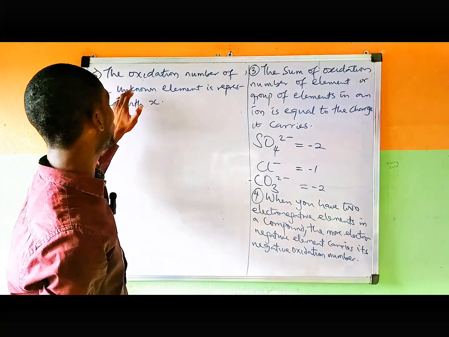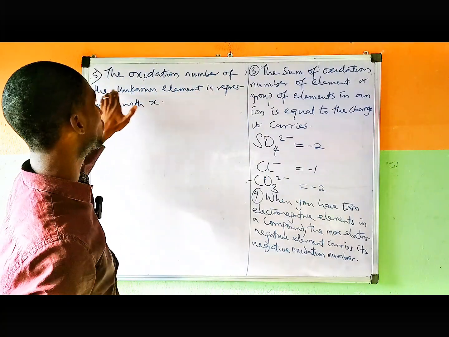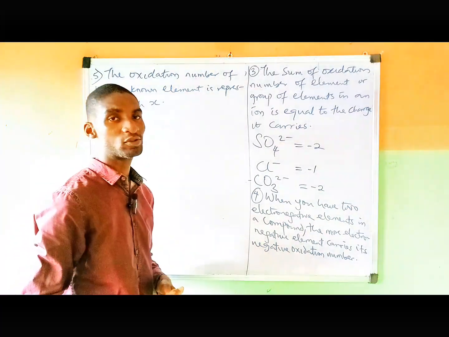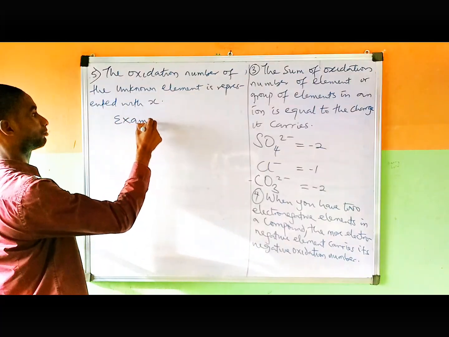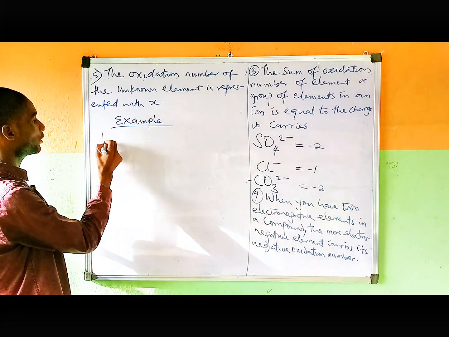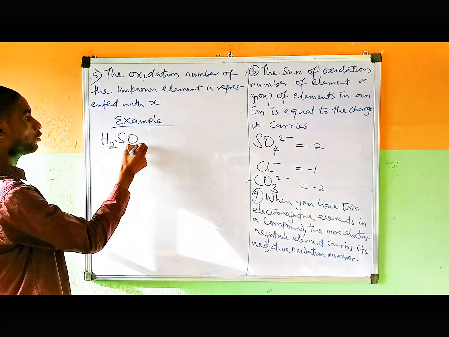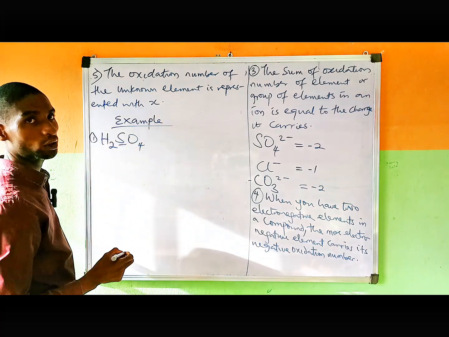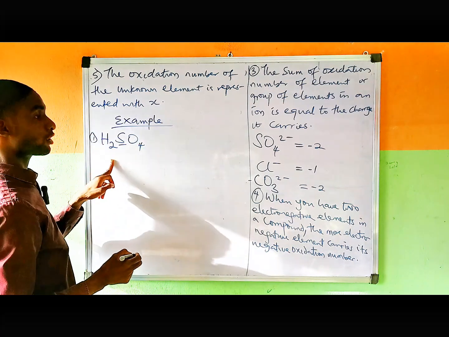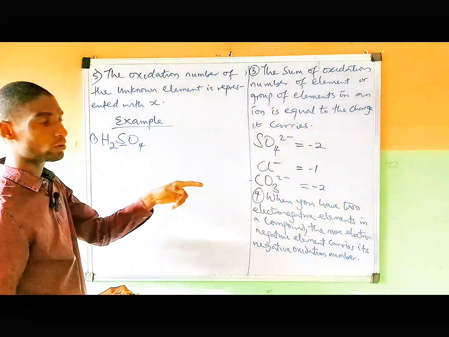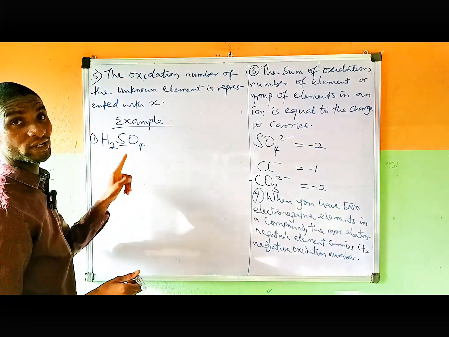So when you want to calculate the oxidation number, the unknown element is represented with X. So let's see some examples. If you are asked to calculate the oxidation number of sulfur in H2SO4, can you see this is a compound, so the sum of all the oxidation numbers here will be equal to 0, and then you represent this unknown with X.